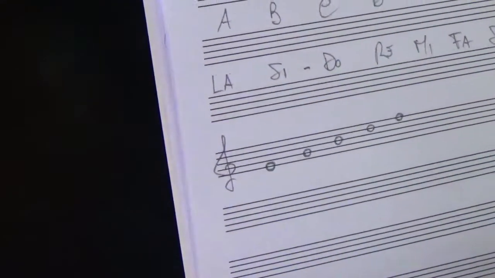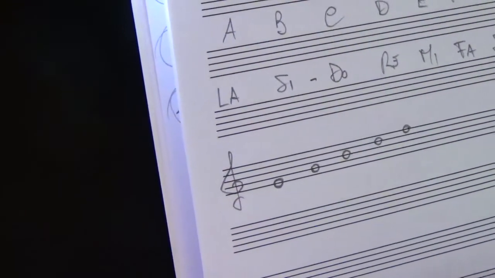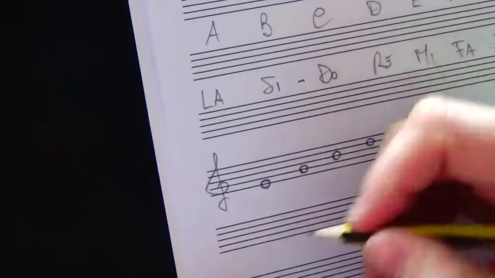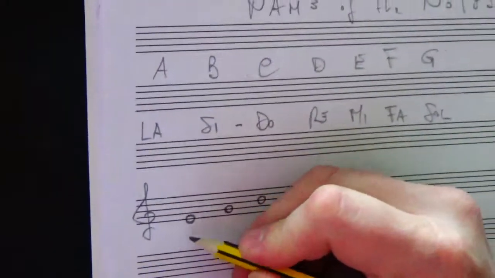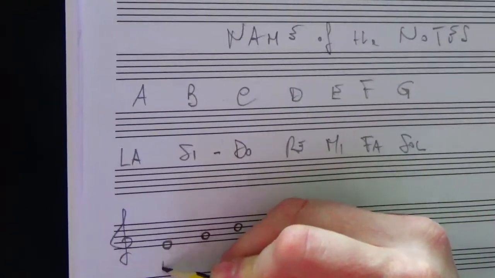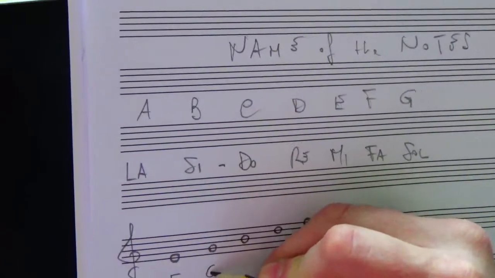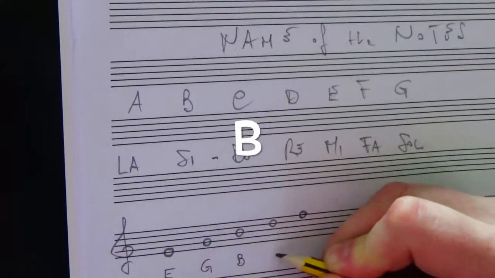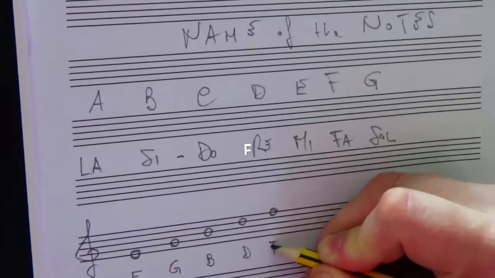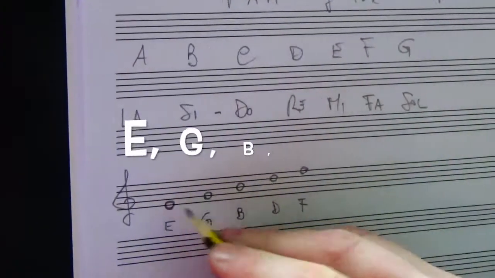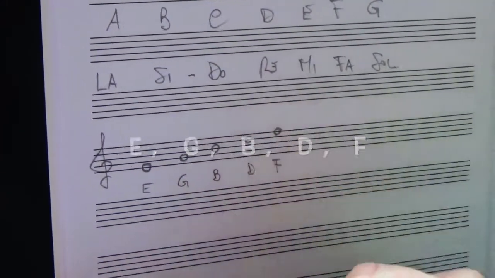We are simply focusing now on the 5 notes on the lines, and they are obviously using the English names, not anymore the Italian ones. They are E, G, B, D, and F. E, G, B, D, F.